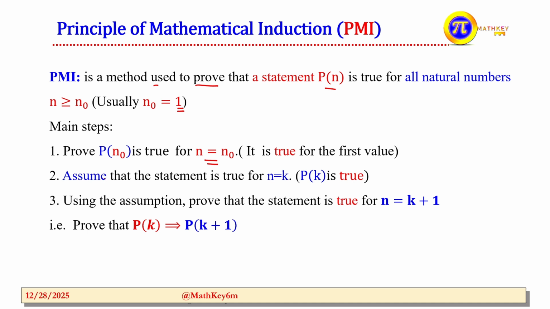The second one, assumption, or we call it hypothesis: assume that the statement is true for n equals k. That means P of k is true. You have to assume this one. You have to take these premises or hypothesis for this mathematical induction.